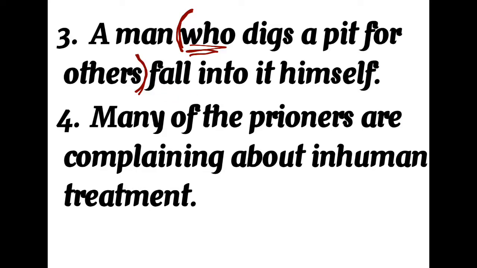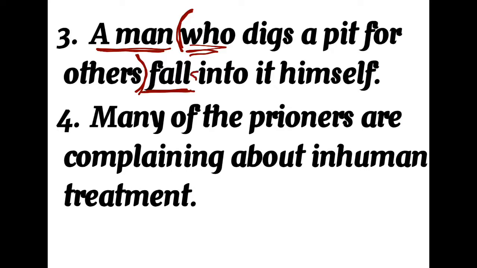Now read the sentence please by eliminating the structure that is present within the brackets. A man fall into it himself. No, it is ungrammatical, unacceptable. Why? Because our subject, a man, is singular, but the verb fall does not have the singularity indicator that it must have, s. A man falls into it himself.